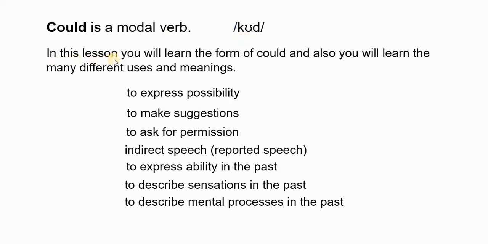In this lesson, you will learn the form of could, and also you will learn the many different uses and meanings. To express possibility, to make suggestions, to ask for permission, indirect speech, reported speech, to express ability in the past, to describe sensations in the past, to describe mental processes in the past. So let's look into this in detail.